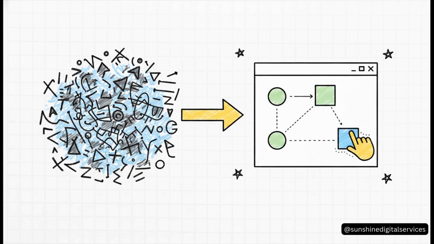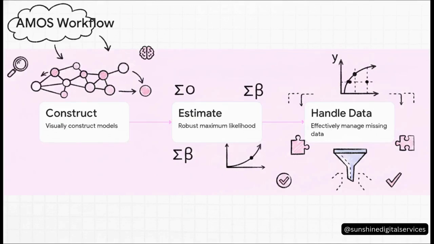Literally, instead of fighting with endless lines of code, you are essentially drawing your hypotheses. You just drop circles and squares right onto a digital canvas to build your structural equations visually. It's a real game changer. So here is how the workflow actually plays out.